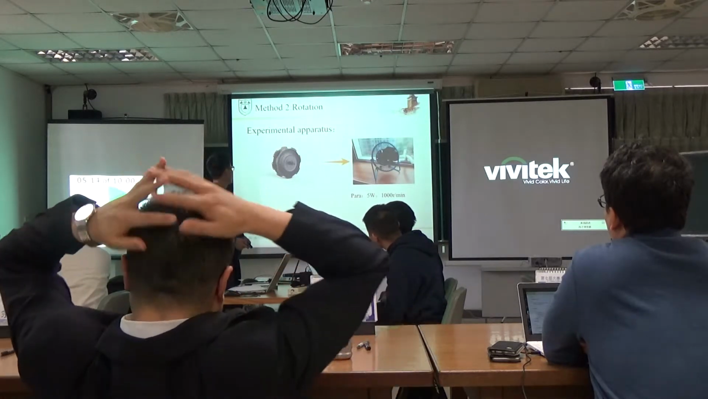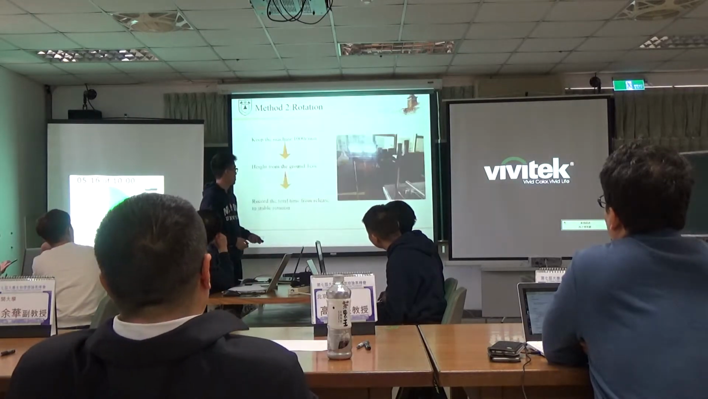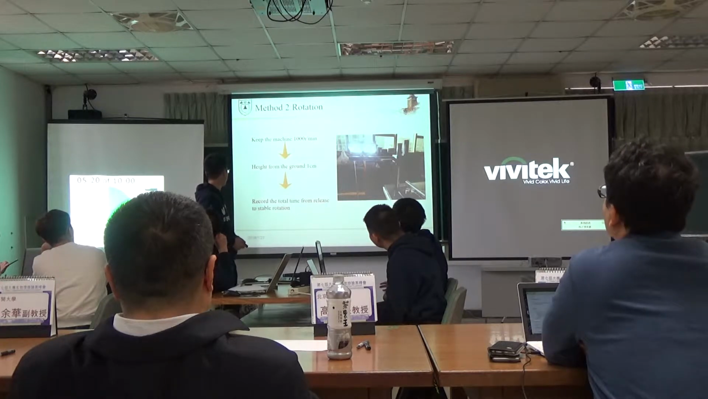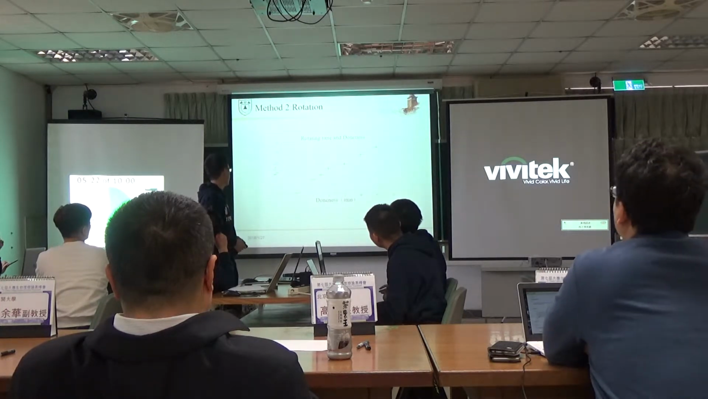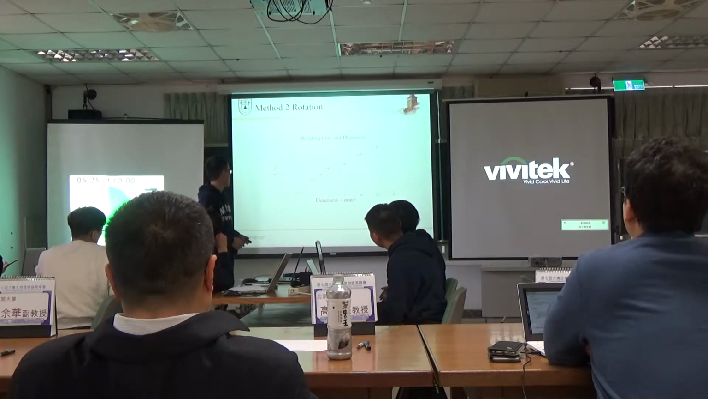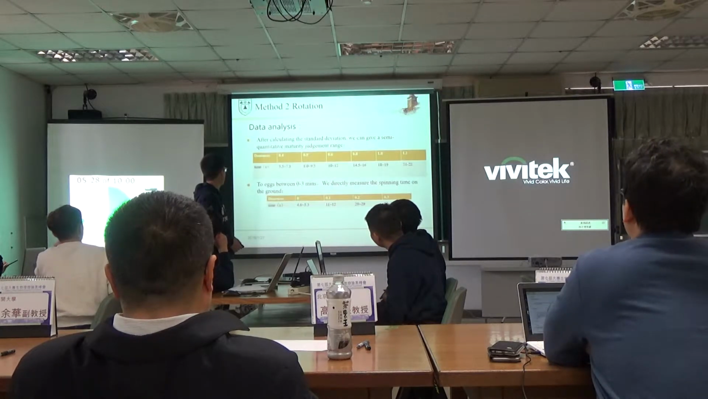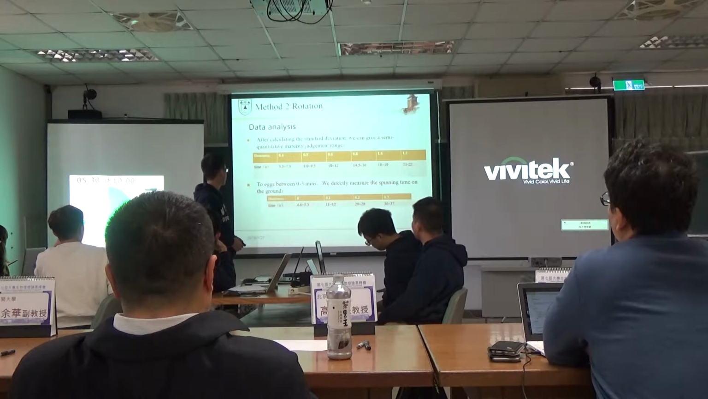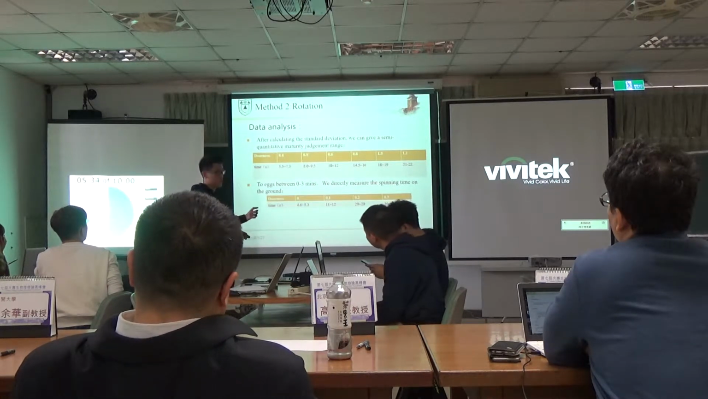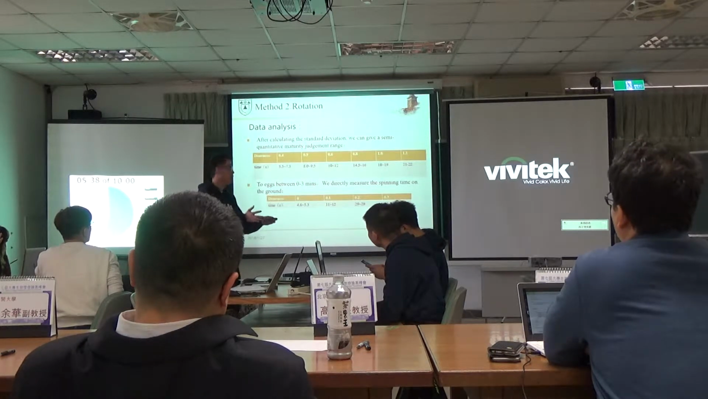These are our experimental operators. We keep the machine at 1,000 rounds, height from the ground 1 cm, and record the total time. And here is our data and the figure. After calculating the standard deviation, we can give a semi-quantitative maturity judgment range. We all know it cannot be very precise, so we give an interval.